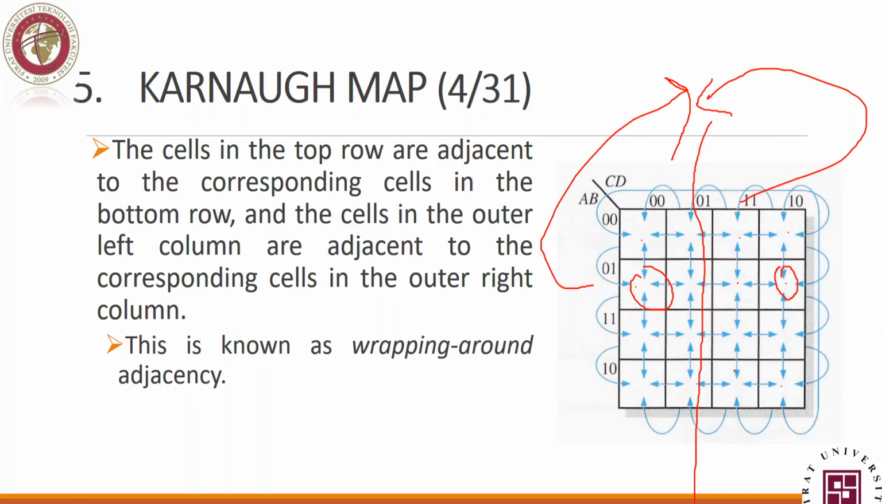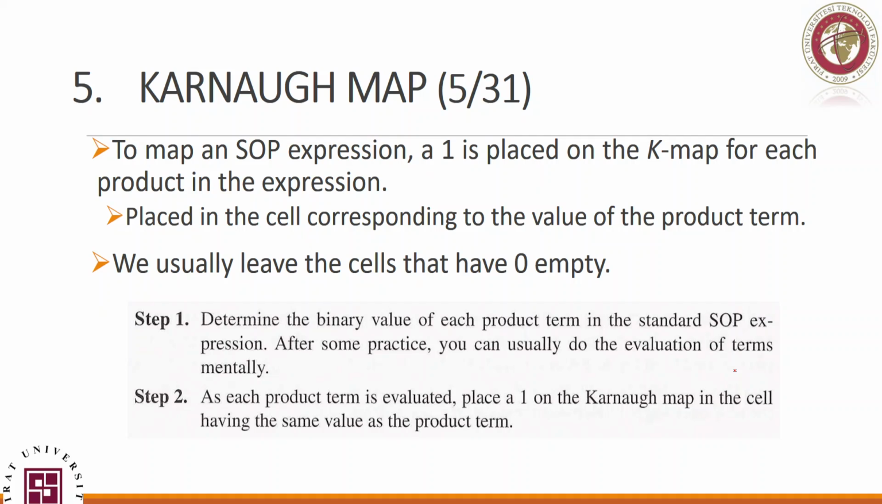Why do we do this? This is a concept for what we are going to use next. Now, let's start with the min term, or the SOP, the sum of product terms. How can we map them in a Karnaugh map? What we need to do is like this. We have to place all the terms in SOP, the summed product of terms.